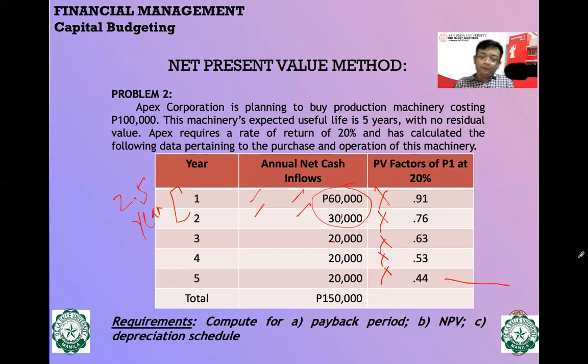Ilan? Anyone? 109,400 po. Kano? 109 po yung present value. 109,400. Very good. Meron ba tayong salvage value? Wala, no? Okay. Then, we compare that with 100,000. You have 9,400. Accept or reject? Accept po. Alright. So, ganun lang.